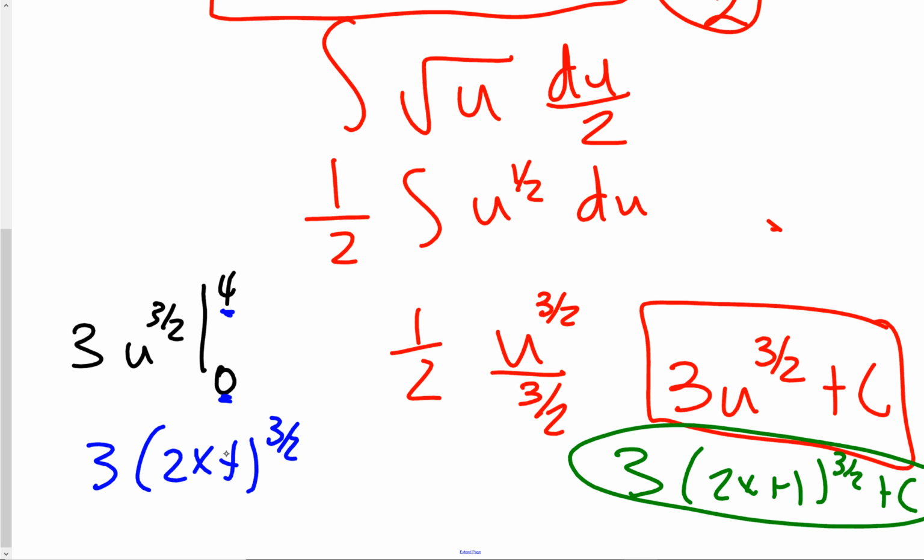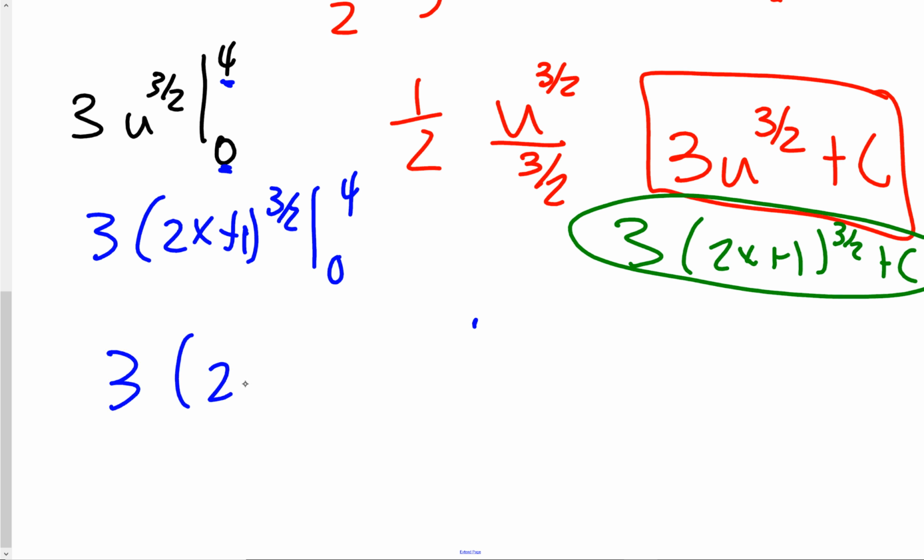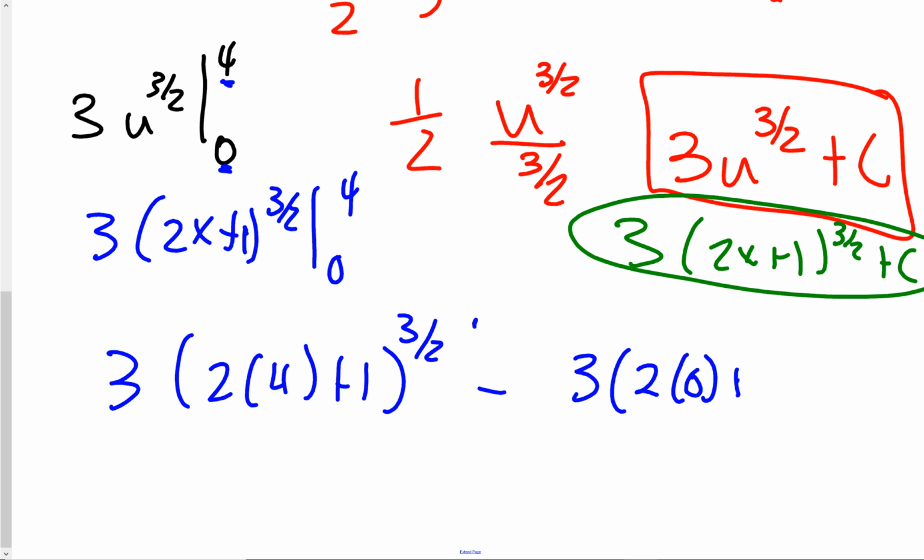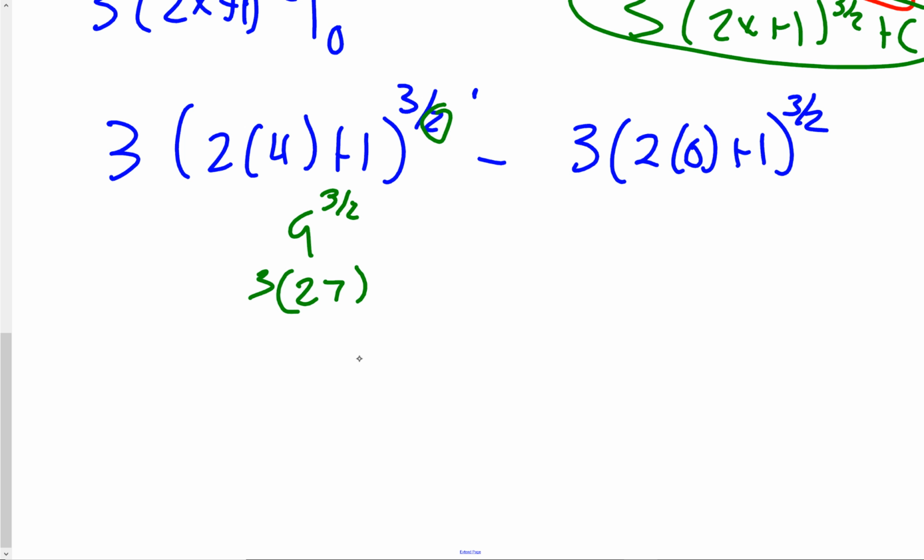And then we can go ahead, that was 1/3, here from 0 to 4. Now I can plug in my 4, and then subtract, plugging in my 0. Then you can simplify this, so that's 8, so that's 9. Square root of 9 is 3. 3 cubed is 27. 27 times 3 is going to be 81. So you get 81 here.